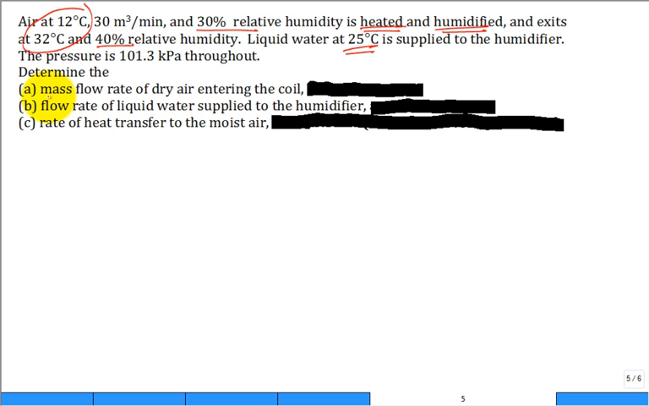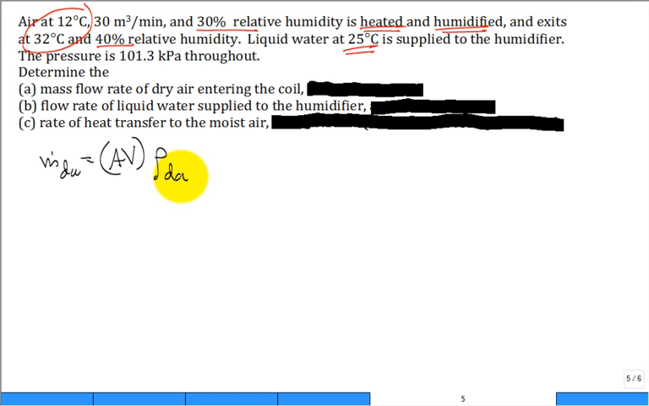What is, for part A, the mass flow rate of the dry air entering the coil? How are we going to get the mass flow rate of the dry air? Relative humidity. We do it so many times, right? The mass flow rate of the dry air would be the volumetric flow rate of the total moist air divided by the specific volume of the dry air.